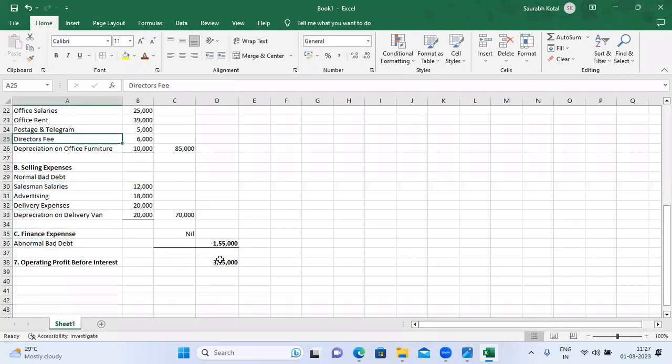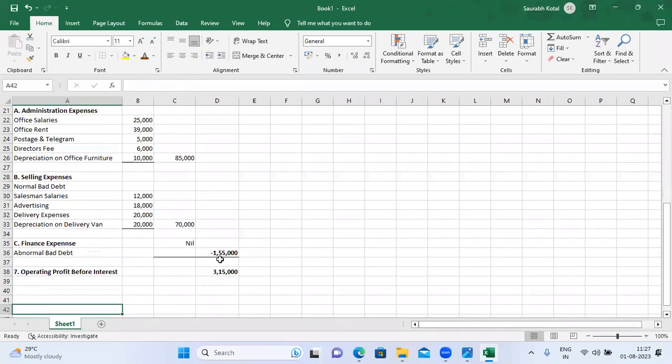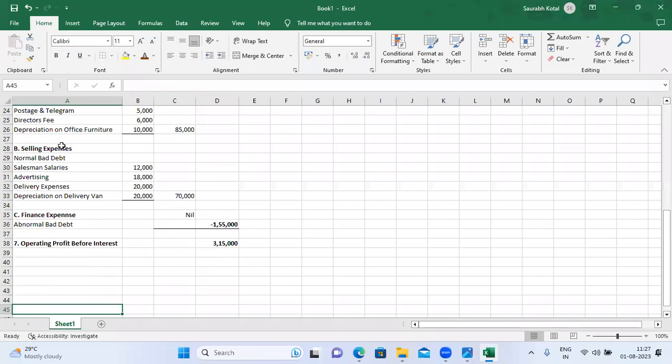Depreciation was given for three different purposes. One is for office, one was for selling, and the other one was for factory. And after adjusting this amount of depreciation, the operating profit before interest will come up to 3,15,000. Now there is hardly any entry left. If you could check, what are the entries left?